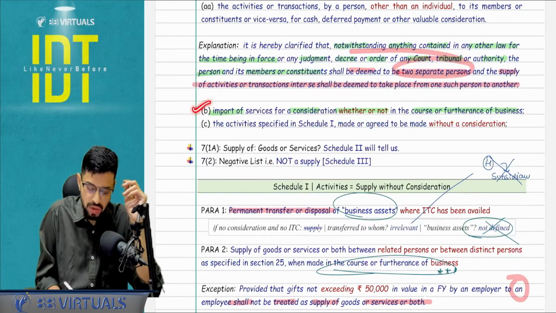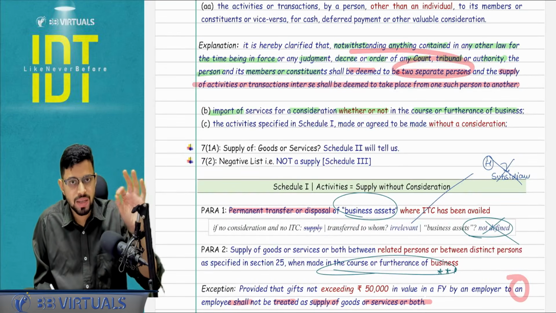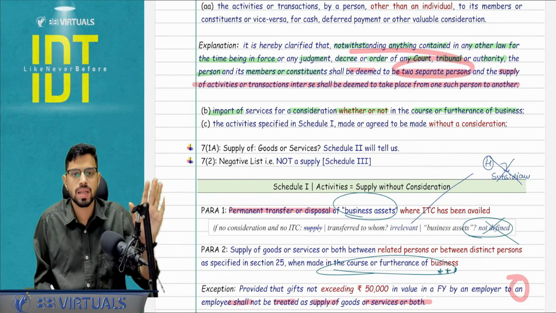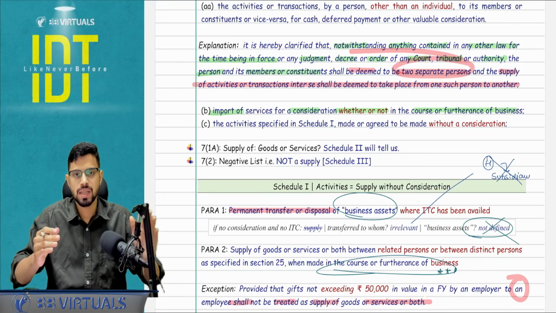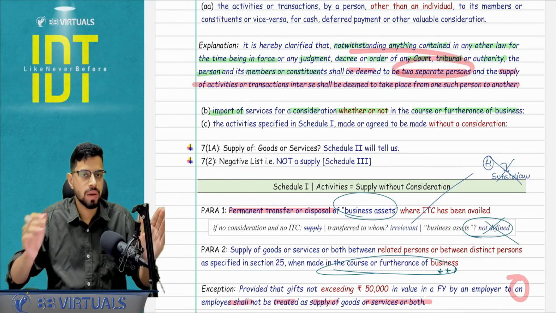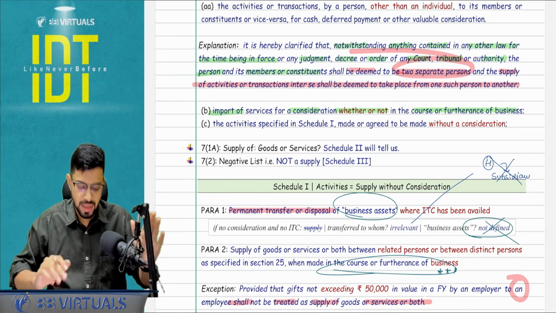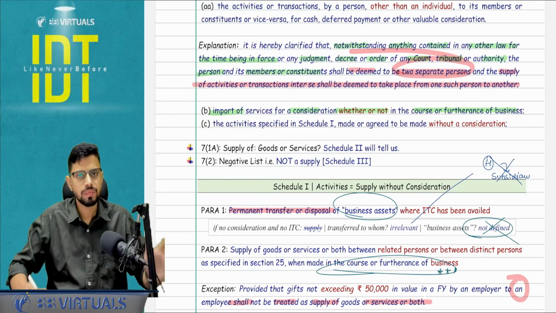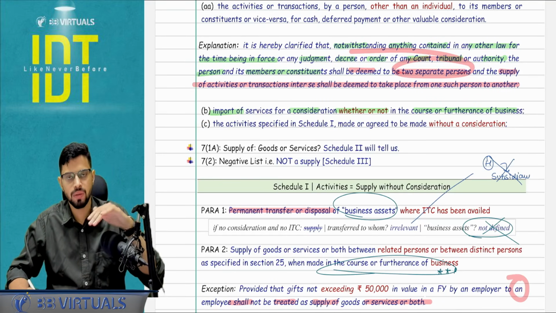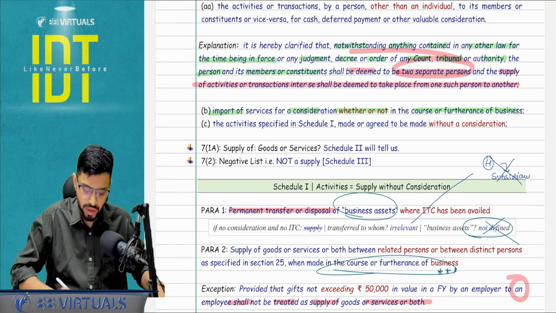Then we talked about 7(1)(b). If it is an import of service and consideration is involved, then the business test is irrelevant. In general, sir, we check the business condition from the supplier's point of view. But in import of services, the focus is on the recipient because he is the person in India. Yes, okay. 7(1)(c) gives the reference to schedule number 1, that is the deemed supply. That also we talked about yesterday.